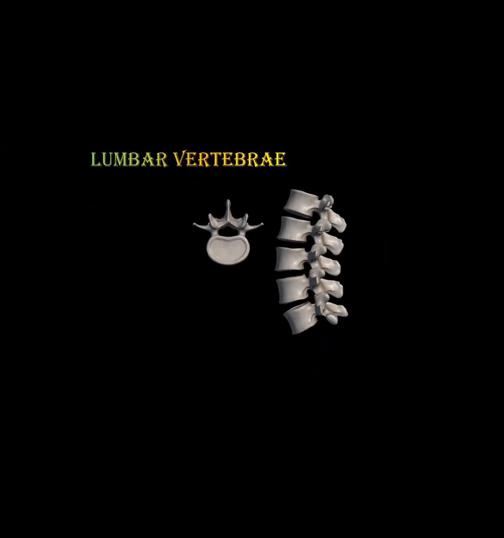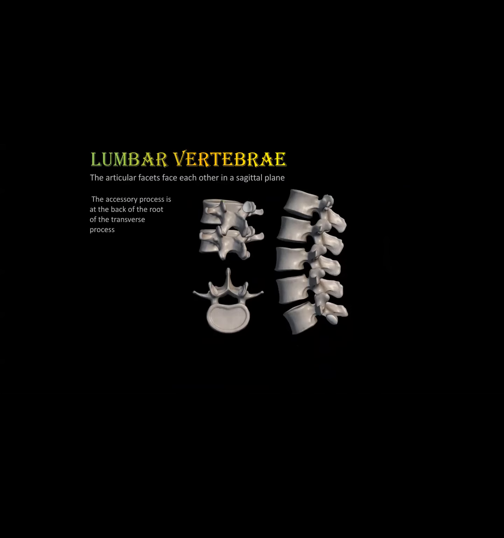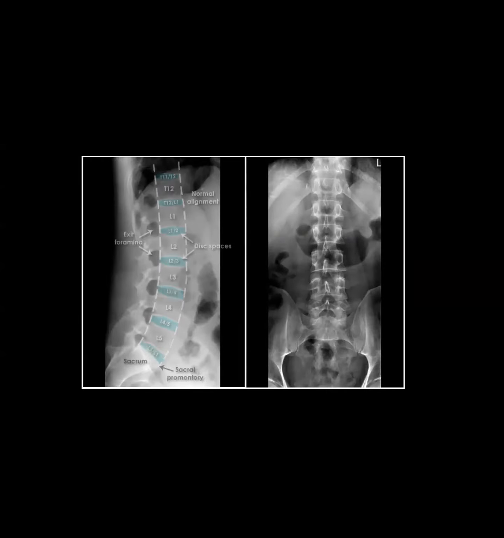Lumbar vertebrae have a body and a posterior arch. Articular facets face each other in the sagittal plane. The mammillary process is a smoothly rounded projection on the back of each superior articular process for muscle attachment. The accessory process is at the back of the root of the transverse process, also to provide muscle and ligamentous attachment.